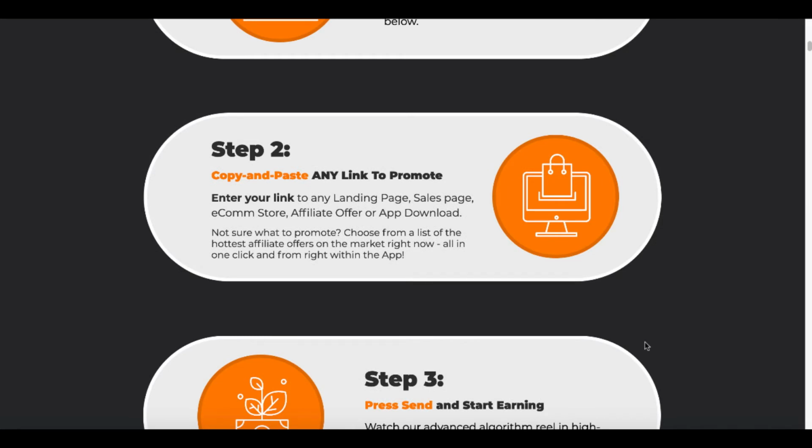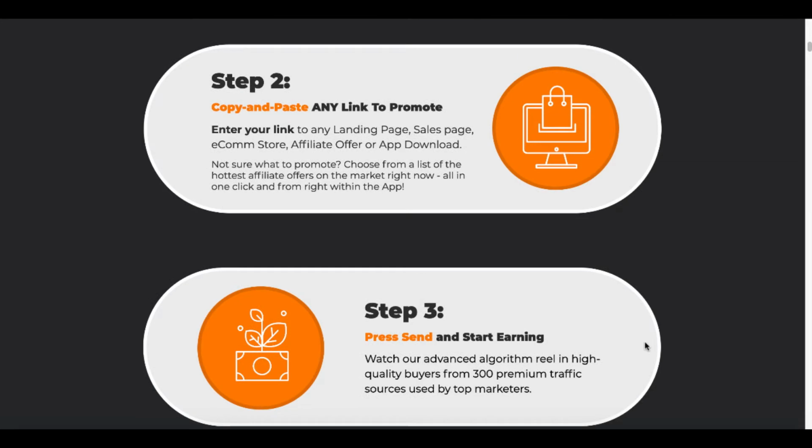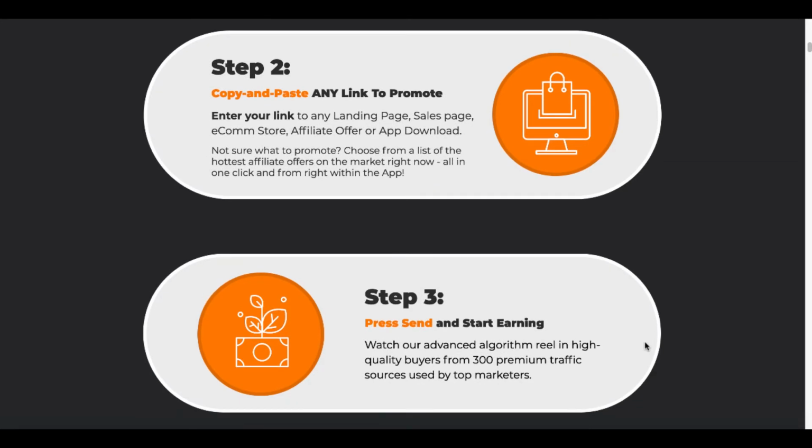Of course, it does have the links to all the offers there from WarriorPlus, JVZoo, and ClickBank. But step 3 was for me to press send and start earning. Watch our advanced algorithm reel in high-quality buyers from 300 premium traffic sources used by top marketers.